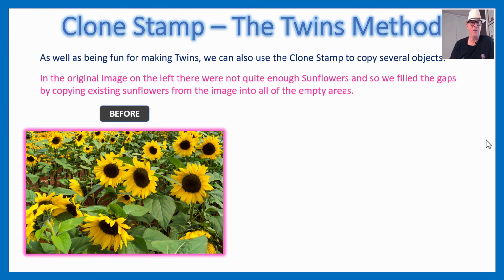Now the twins method is also useful. We took this photo at a flower farm, but we were missing sunflowers in this area, and it would have been nice to have more sunflowers down in this area. So we've got an empty area there and an empty area there. So what do we do?